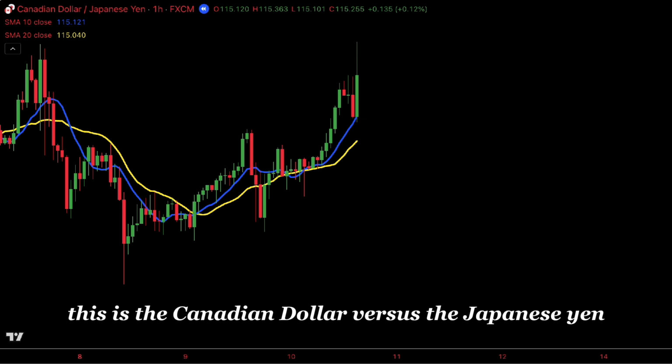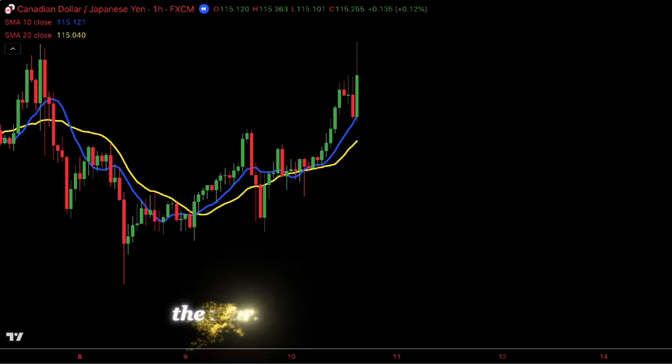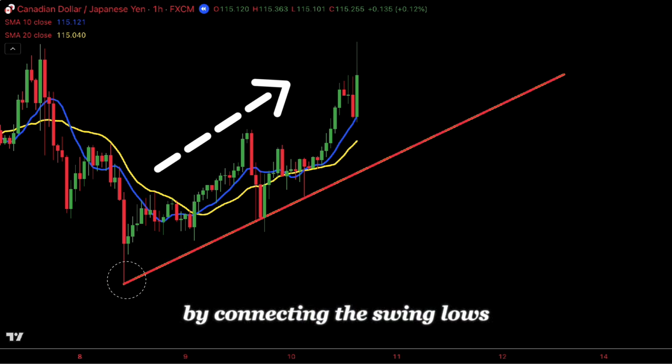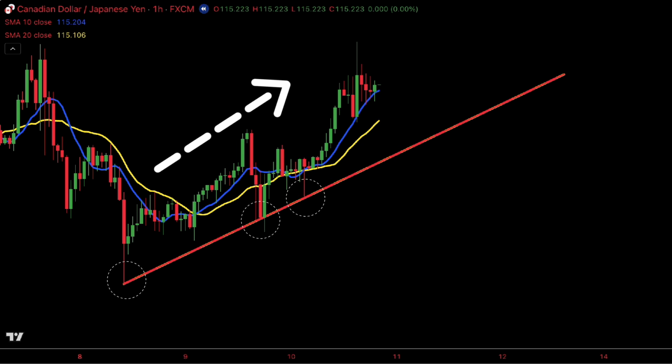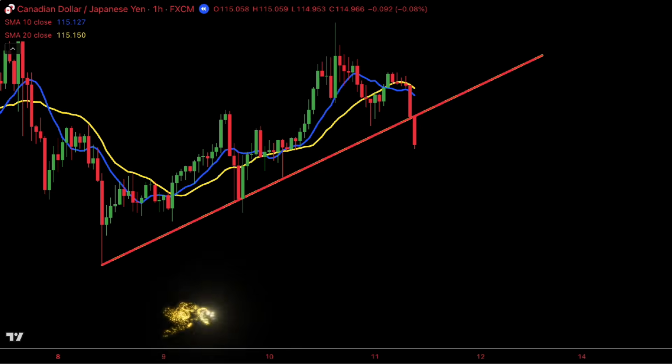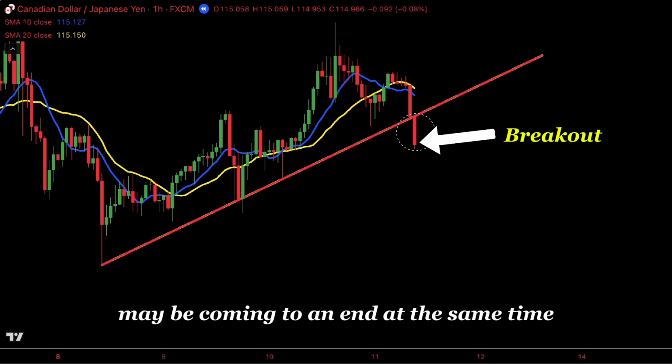This is the Canadian dollar versus the Japanese yen on the hourly chart. As you can see, the market is in a clear uptrend, allowing us to draw a trend line by connecting the swing lows. Now, let's see what happens next. Price breaks below the trend line, signaling that the bullish trend may be coming to an end.